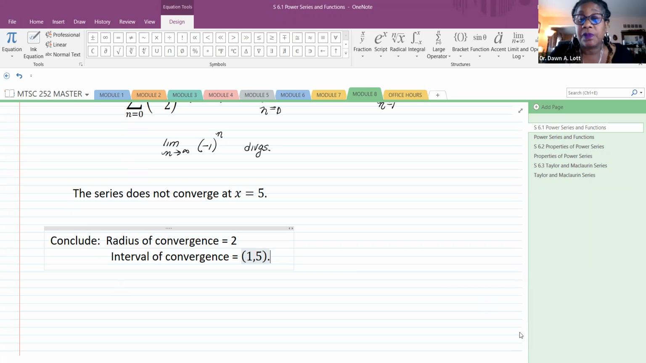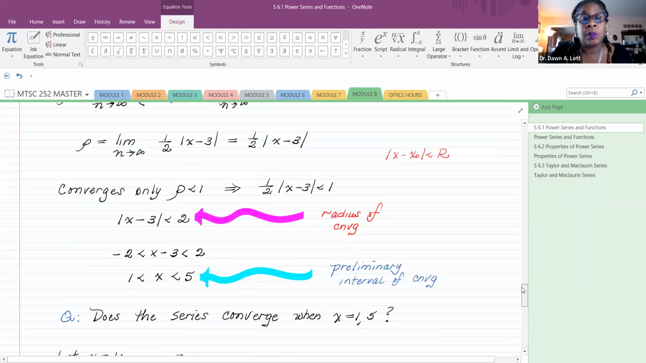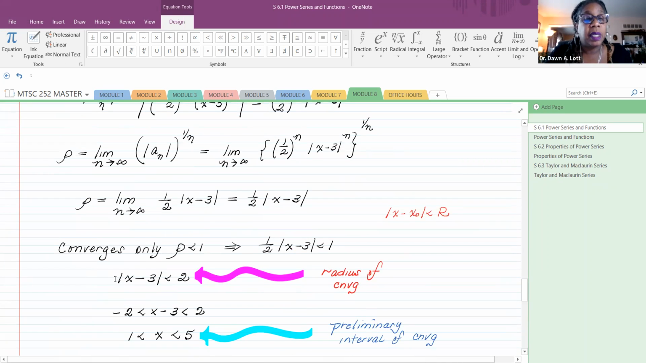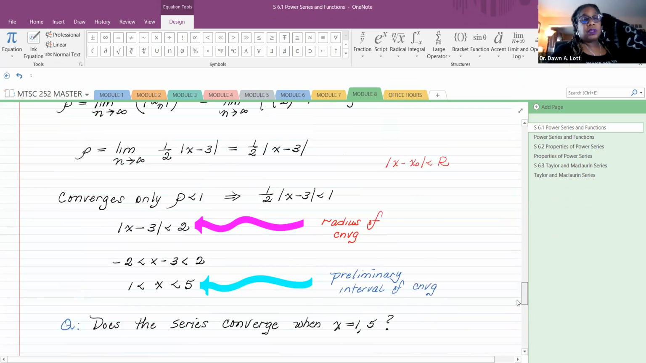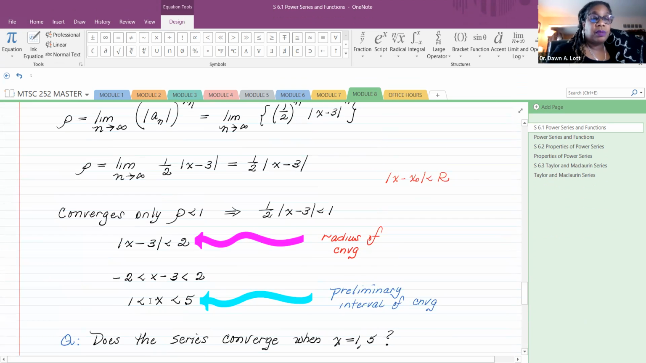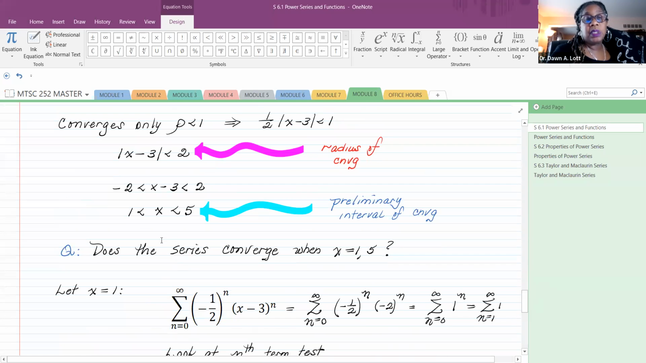The conclusions are that the radius of convergence is indeed 2, because we had here x minus 3. With the radius of convergence, you get the absolute value of x minus x naught is less than r. So in our case, x minus 3 is less than 2. Then your interval of convergence comes from solving the absolute value and then checking the endpoints. And for us, the endpoints did not converge, so we can't include 1 and 5.